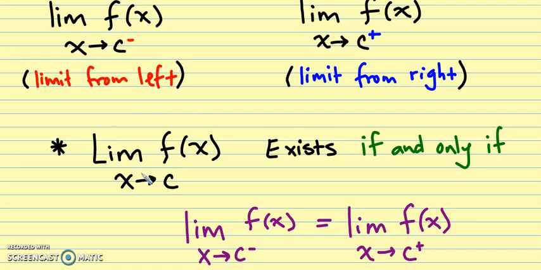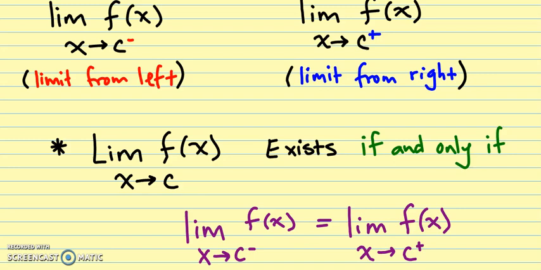The limit of f of x as x approaches c exists if and only if the limit of f of x as x approaches c from the negative side equals the limit of f of x as x approaches c from the positive side. Pause the video and copy this down, and while you're copying it down, think about what this means.